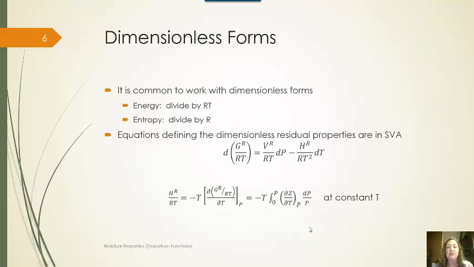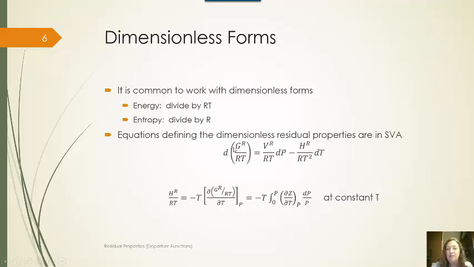Frequently we deal with these in dimensionless forms. The reason for that is that I can tabulate them, I can write numbers in that are going to be universally acceptable no matter whether you're using SI, American Engineering, any unit system. For energy, the dimensionless form is achieved by dividing by RT. For entropy, we only need to divide by R. Many of our equations are going to be defined in the dimensionless form. In Smith, Van Ness, and Abbott in particular, these are some of the ones that they look at.